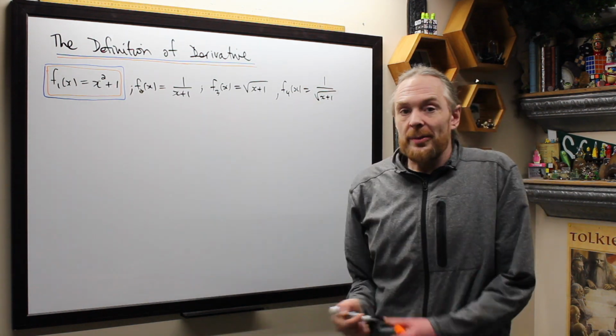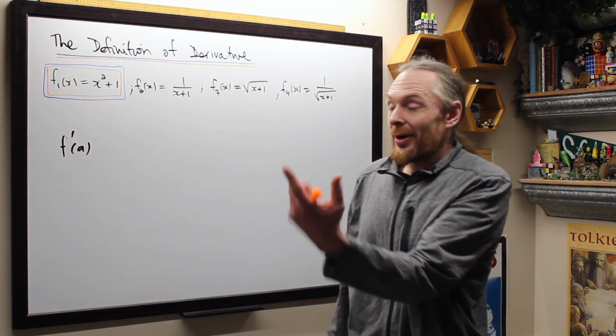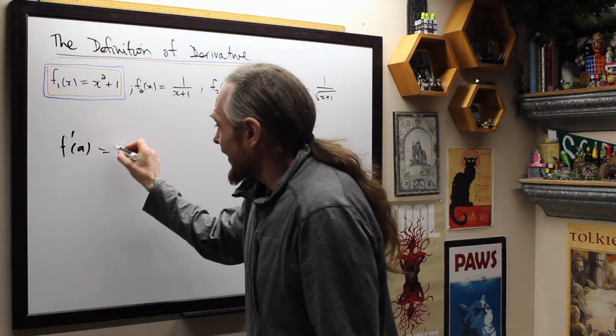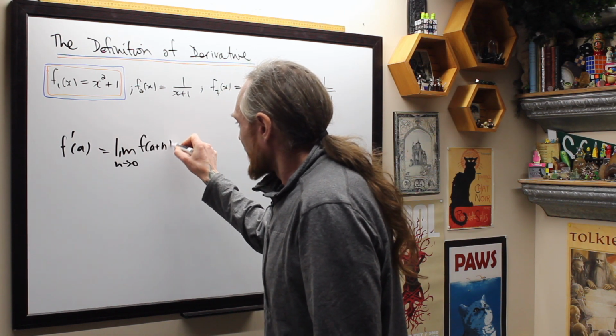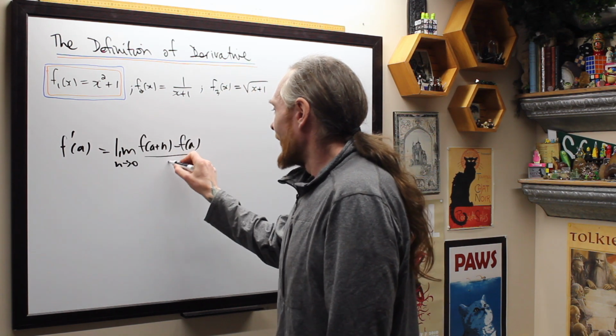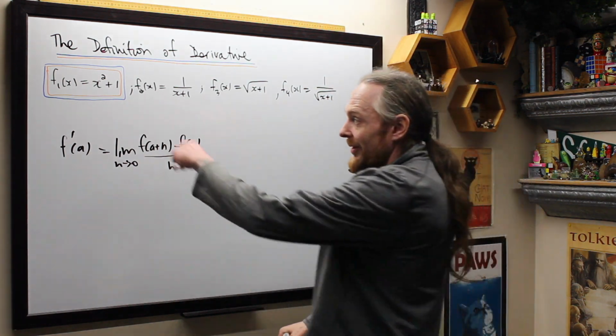How do we do polynomials? F prime of a for any point, or x, is going to be, by definition, the limit as h approaches 0 of f of a plus h minus f of a over h. I regurgitate as a mantra the definition of derivative. Then I put the function in there.